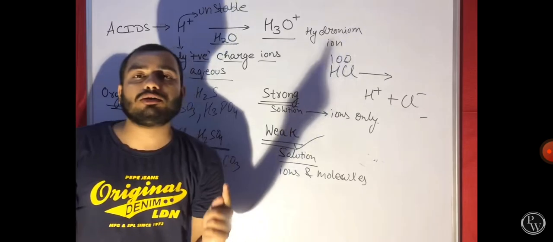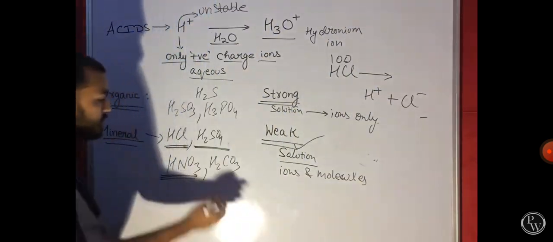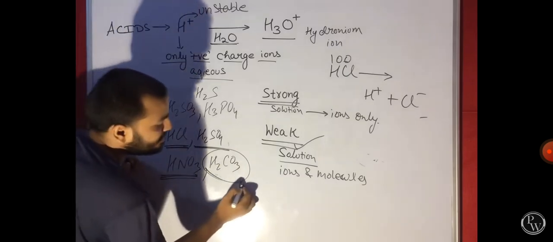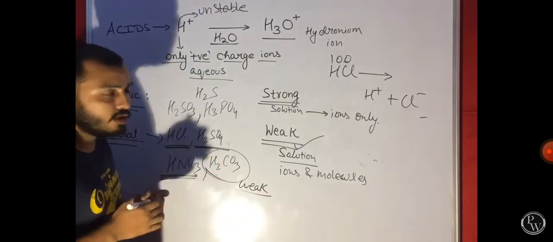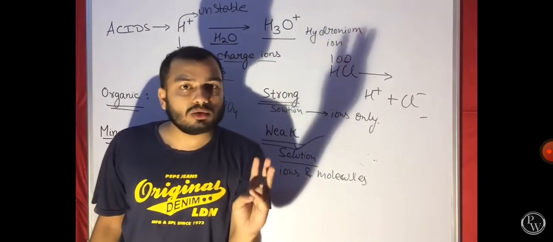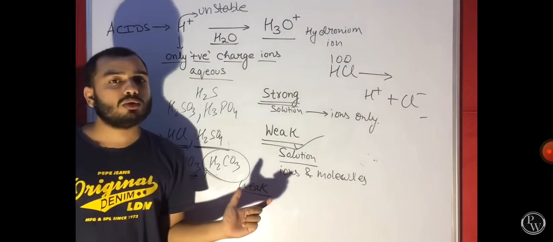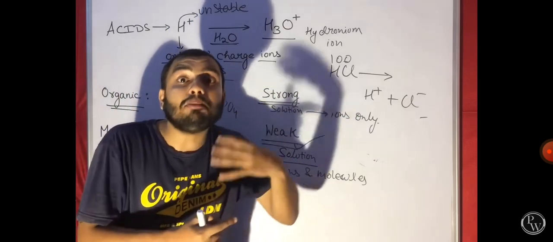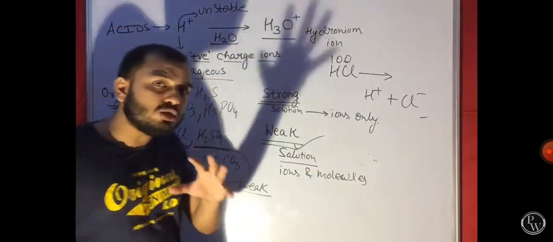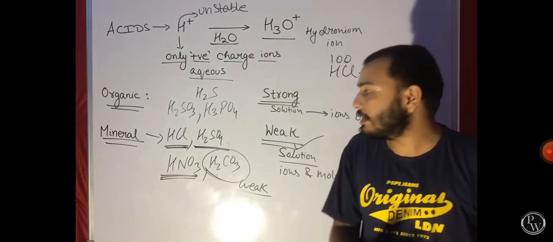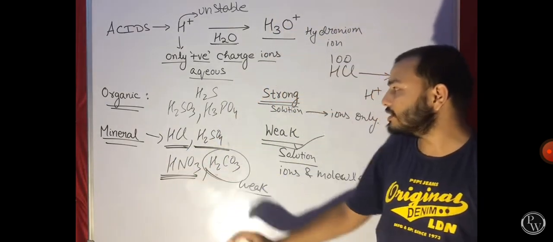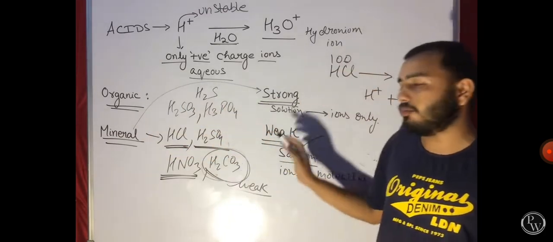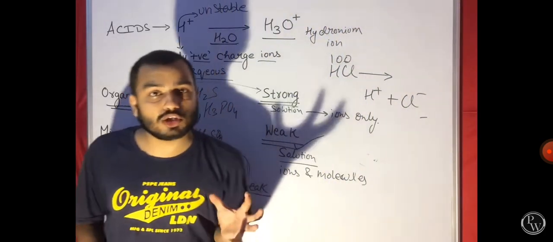Now, one very important question, and you should remember this: carbonic acid. This carbonic acid is a mineral acid, but it is a weak acid. So there is a question: a mineral acid which is weak, carbonic acid. What will the solution of carbonic acid contain? Ions and molecules. What will the solution of nitric acid contain? See, nitric acid is mineral and nitric acid is strong. All the mineral acids are strong except for carbonic. So these are the classification of acids.